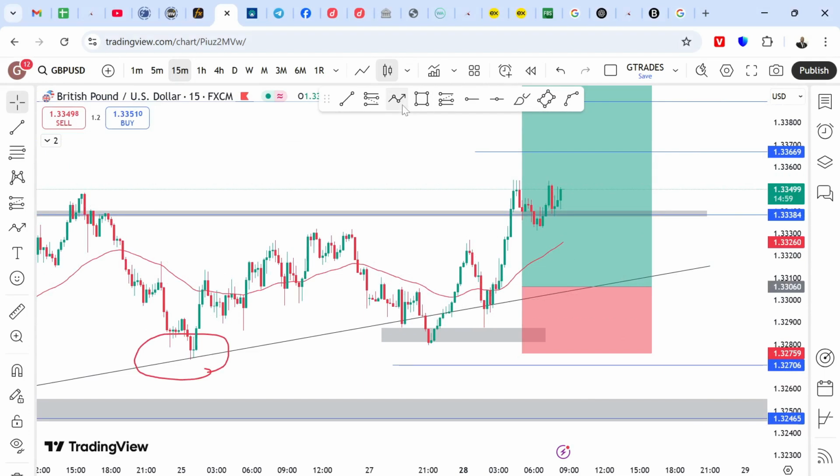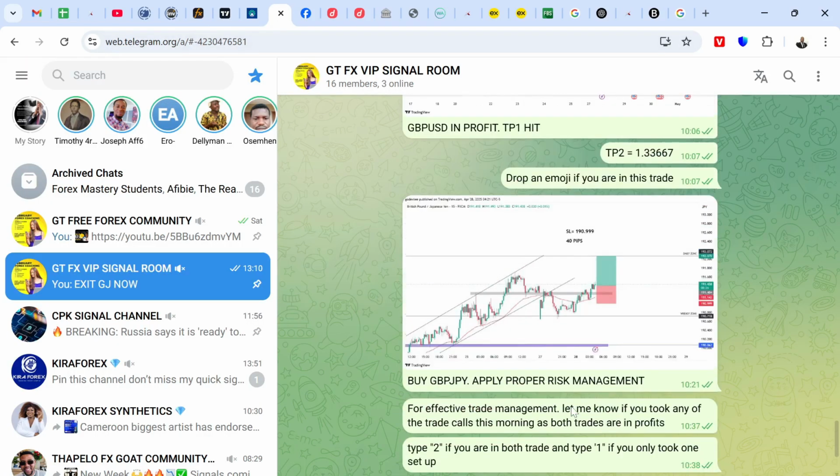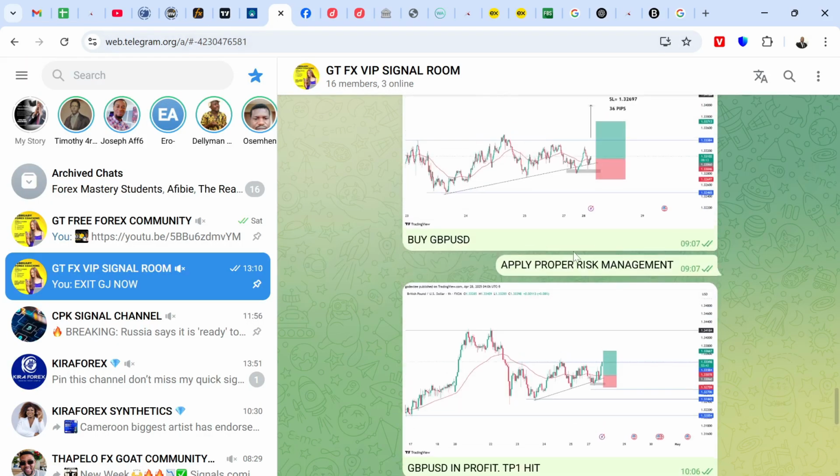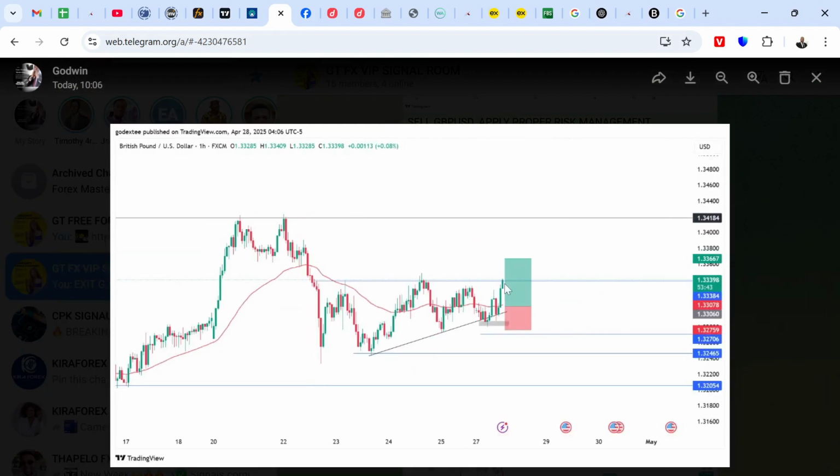Our first TP has been hit. This is our first TP here. Then our second TP is here, right? You can see what's happening right now. Let me show you where I sent the signal group here this morning. I told them to actually buy GBP USD, Euro 36 pips. So our first TP has been hit. This is our second TP, you can see. And I still follow them up. You can see when we hit our first TP, I told them we've hit our first TP.